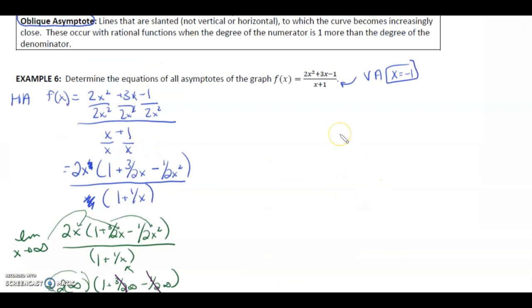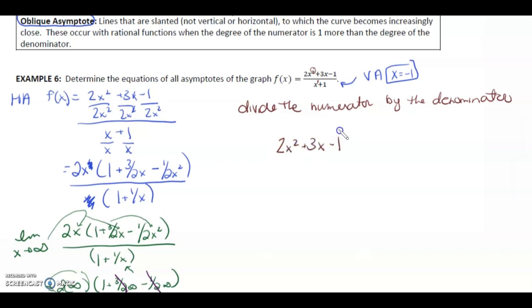So what we want to do instead is, because the degree in the numerator is 1 more than the degree in the denominator, divide the numerator by the denominator. For the numerator, we can do long division, or we can do synthetic. I feel like it's a quick one, so let's just do long division. Okay, so 2x squared plus 3x minus 1 divided by x plus 1. So what number times x will give us 2x squared? Because this is our goal, and it's going to be 2x.